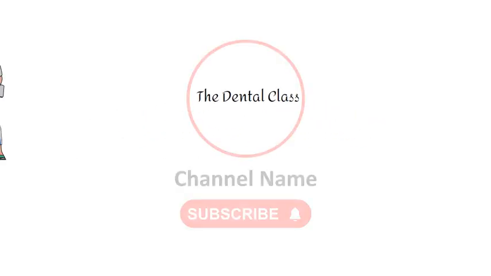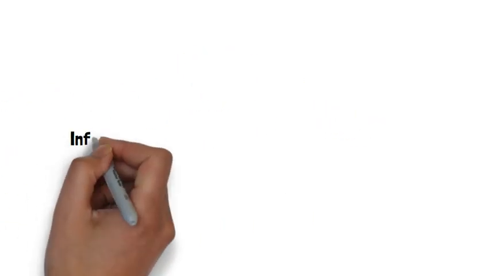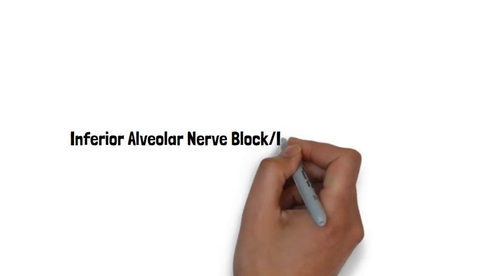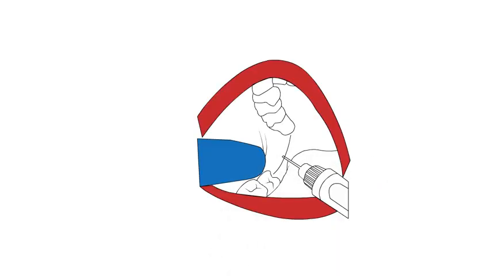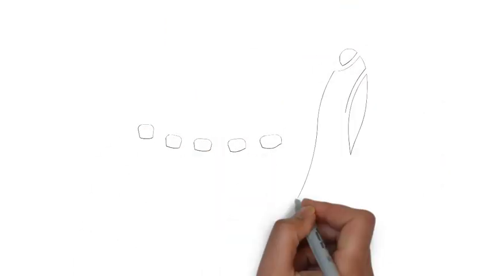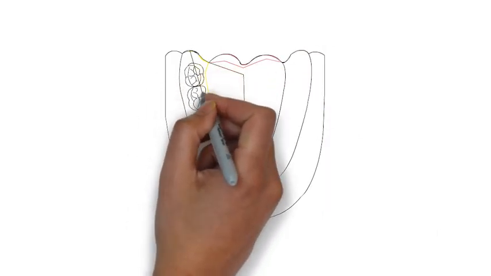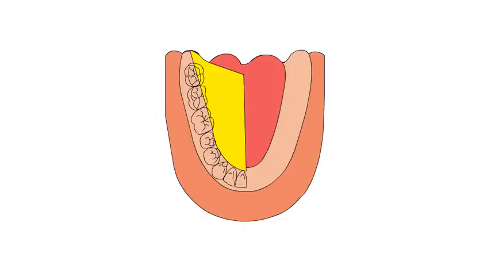Today I'll be teaching you about inferior alveolar nerve block, or inferior dental block, or mandibular block. The purpose of inferior alveolar nerve block is when we need to perform procedures in mandibular teeth in one quadrant or when lingual soft tissue anesthesia is necessary.